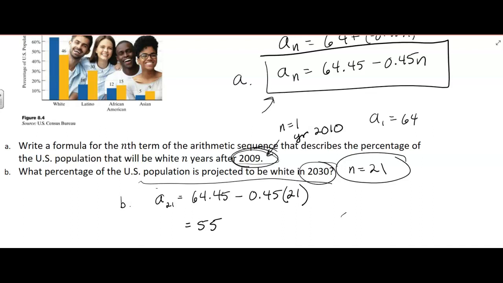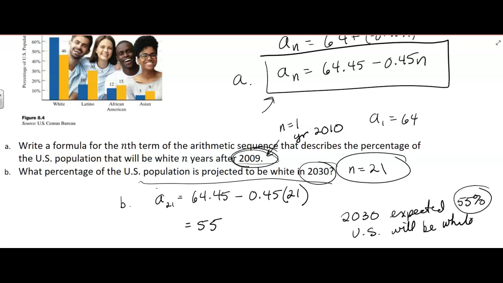So in 2030, it's expected that 55% of the US population will be white. So that would answer question B. What percentage? You could just say 55%. Okay, there we go.